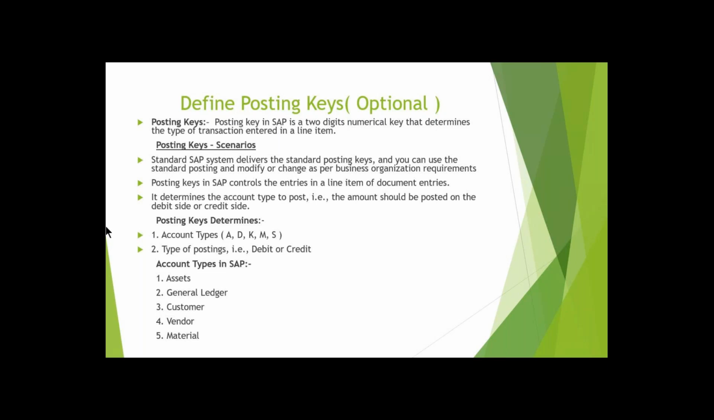Now, in SAP what happens is that debit and credit has a code. That code is called the key. In SAP most of the things will run with the code itself. The code itself you need to remember here. So every transaction has its own debit and credit. That debit and credit has a code, a 2-digit numerical code. That code is called the key.